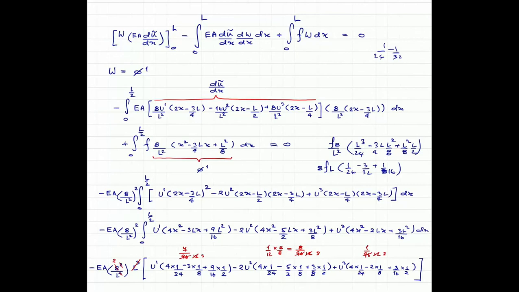96. Then can we get 96 out of this one? 24. Yes. Okay. So 4/96 minus 3/96. Right. It is 1/96. So 8 divided by 96, it is 8 over 12. Just that, right? FL over 12.